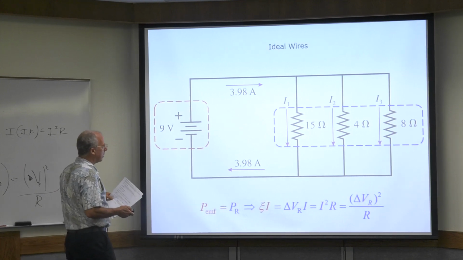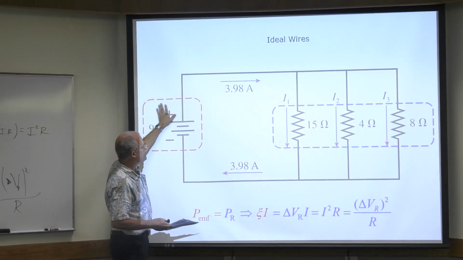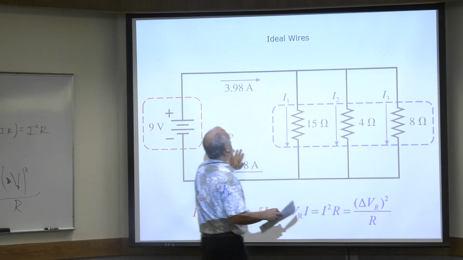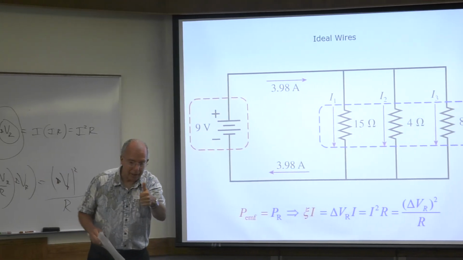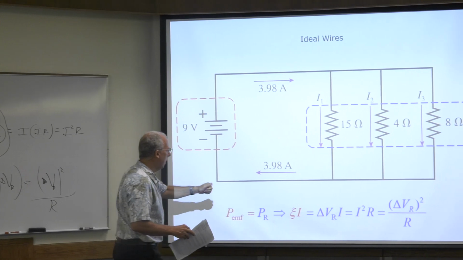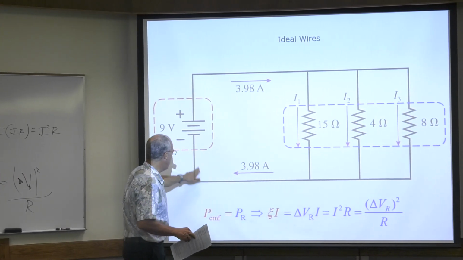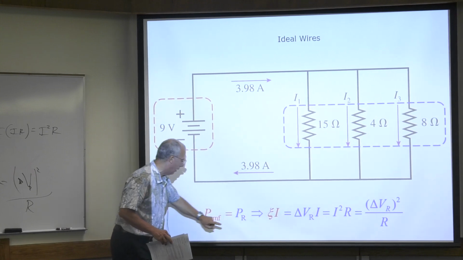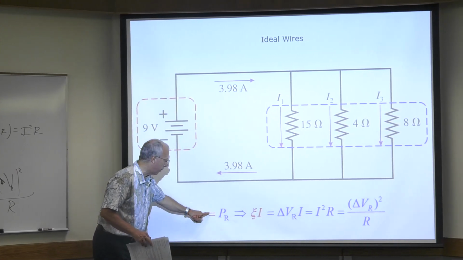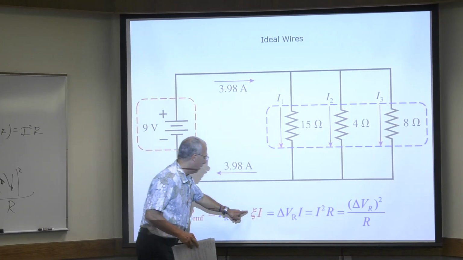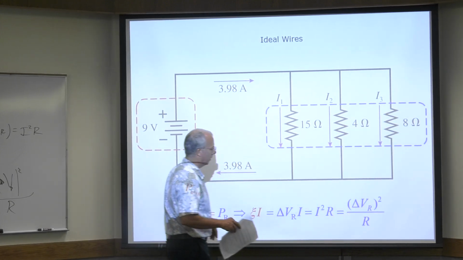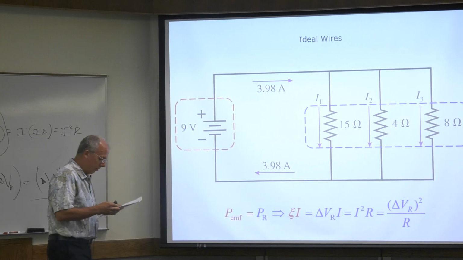So what I'm saying is, this supplies the energy, this uses up the energy. So for ideal wires, where we're not losing any energy in the wires, the power supplied has to be the power dissipated. So the power of the battery equals the power of the resistor, i.e. battery equals all this stuff for the resistors. That's really all there is to it.